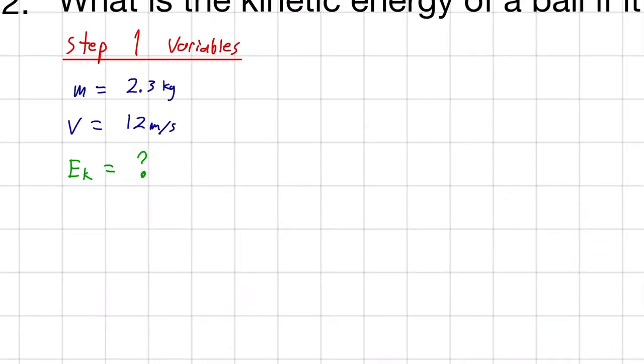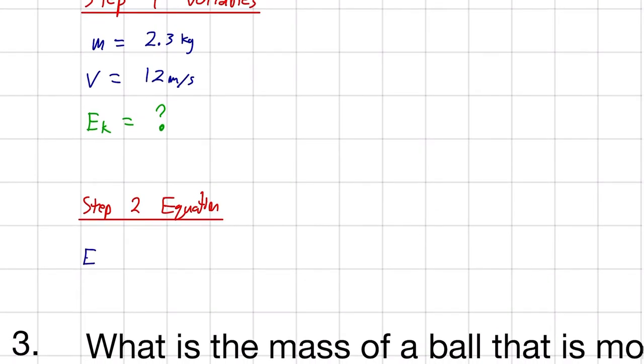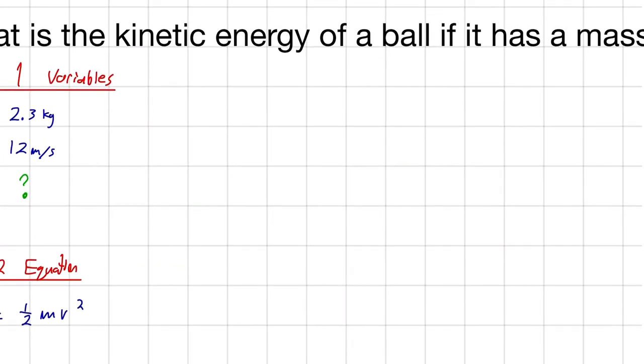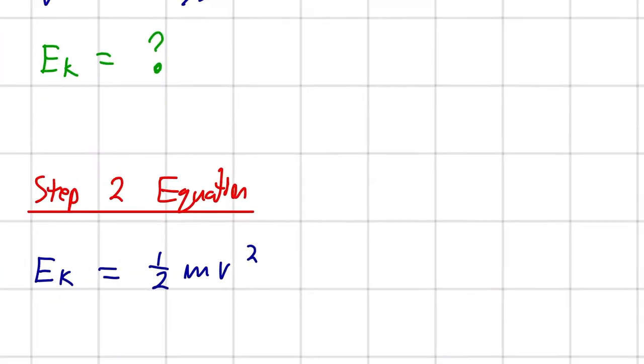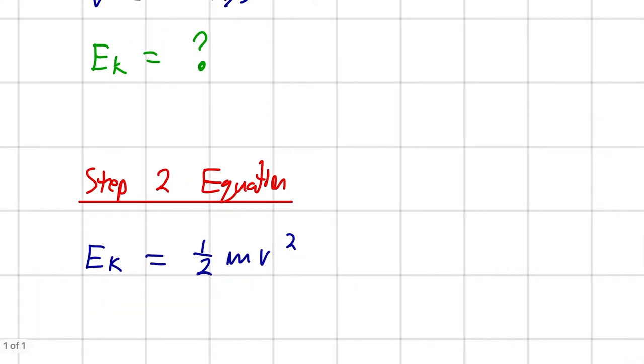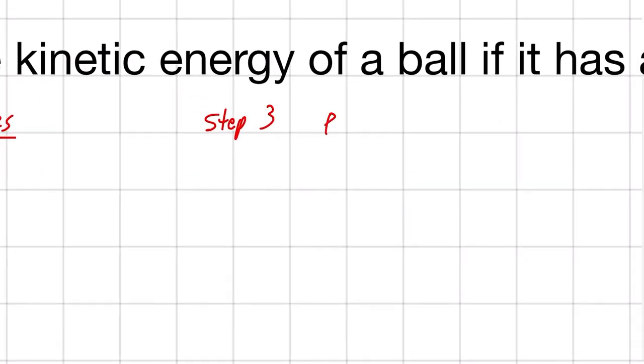So we've got our variables established. The next step is going to be to choose which equation we're going to use. So given that we have these three variables here, the equation that we're going to use is the kinetic energy is equal to 1/2 mv squared. So now with step 3, we're going to use this equation and we're just going to plug in our variables. So step 3 is to plug in variables.